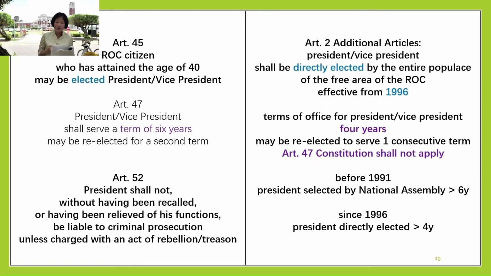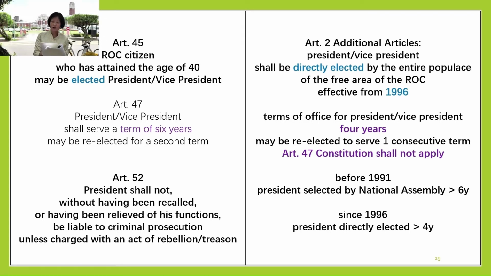And this is enshrined in Article 2 of the additional articles of the Constitution, where it says the President shall be directly elected by the people, and this is effective since 1996. For how long does the President serve?